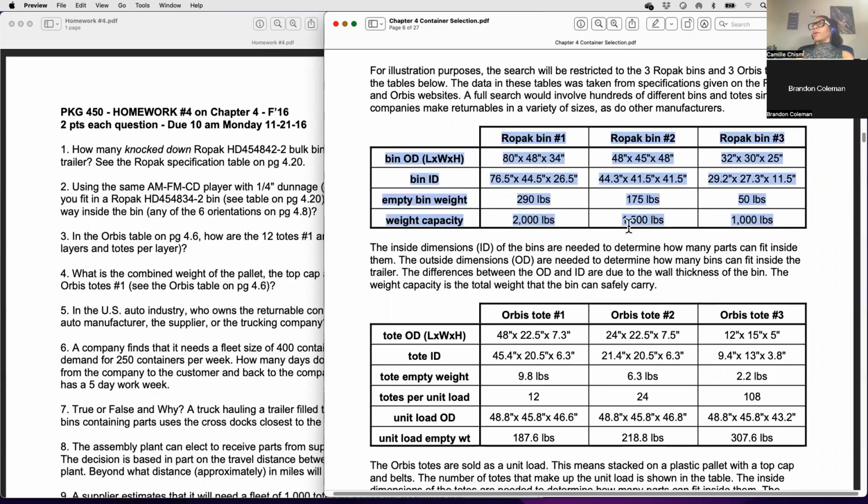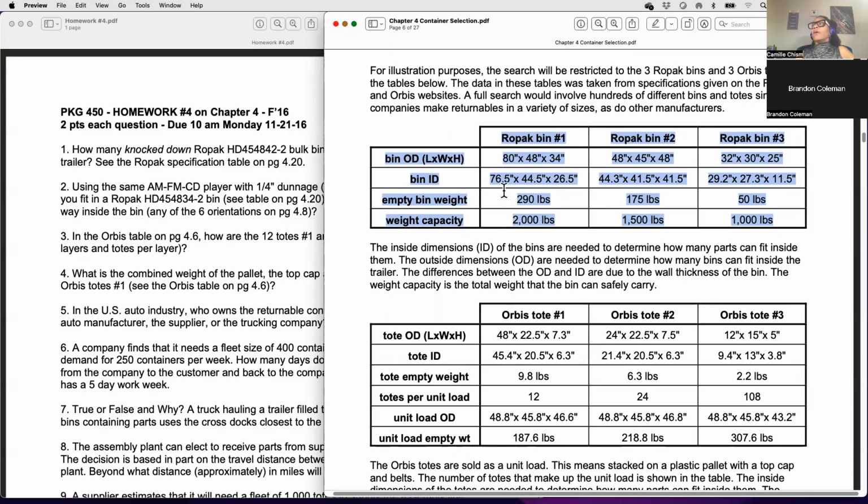And notice the weight capacities. I think these radios are pretty lightweight, so you don't have to worry about that for the radios. But if you have heavier parts, you definitely want to keep in mind what the part weights are. So are they going to max out the weight capacities? Are they going to be over capacity?